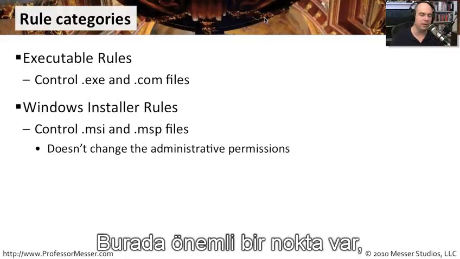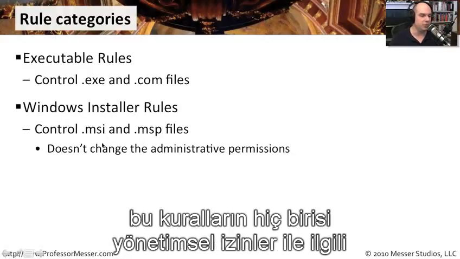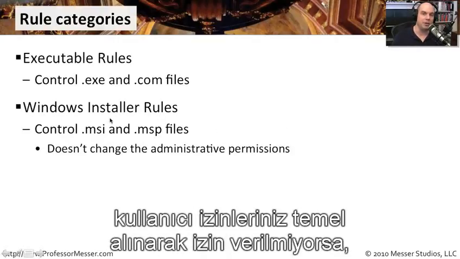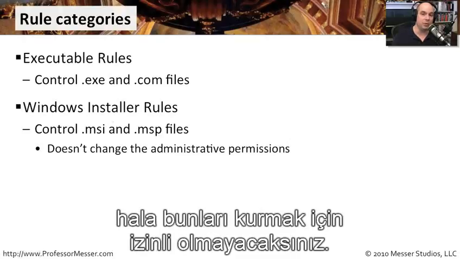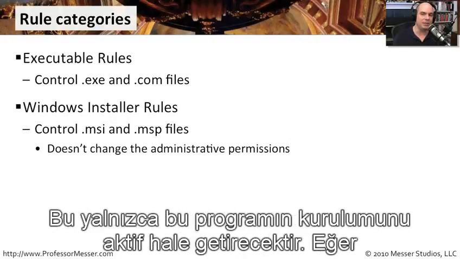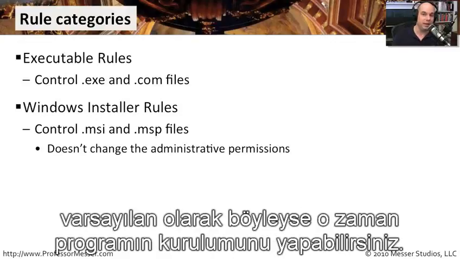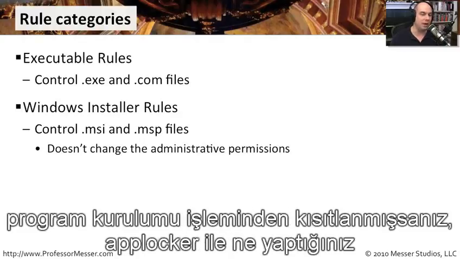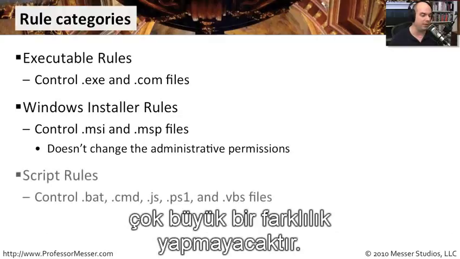Notice that an important consideration here is that none of these rules that we're setting up have anything to do with administrative permissions. If you're not allowed to install programs based on your user permissions, you still won't be allowed to install them. This is not something that's going to simply allow everybody to install programs if we happen to enable these things. It will only enable the installation of programs if by default you can install programs. If you are administratively restricted with your user permissions from installing programs, then no matter what you do, AppLocker isn't going to make much of a difference.